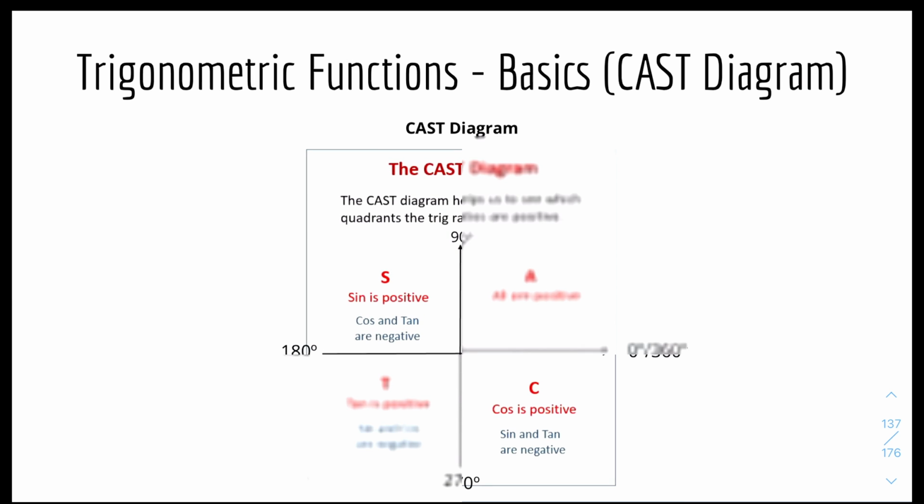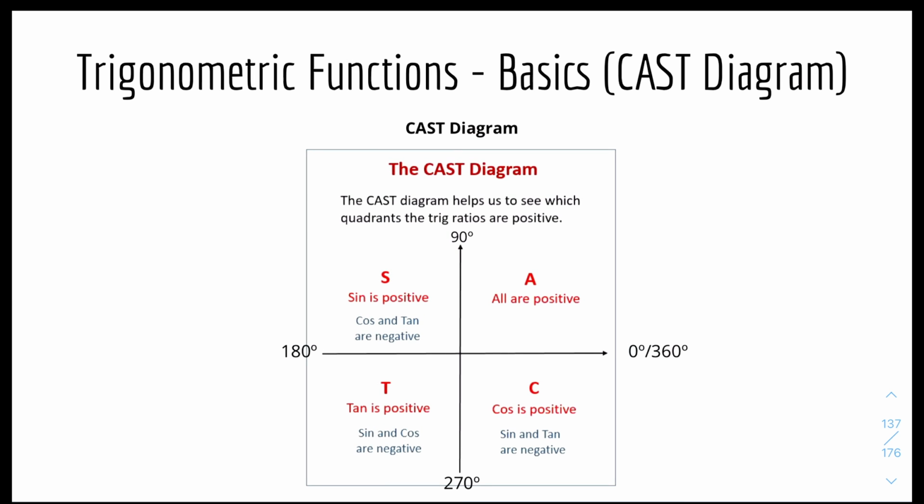Now we have the CAST diagram, which helps us see in which quadrants the trig ratios are positive. Here we have quadrants 1, 2, 3, 4 going anti-clockwise. I remember it as ASTC, or add sugar to coffee. In quadrant 1, A, all trig ratios are positive. In quadrant 2, S, only sine is positive. In quadrant 3, only tan is positive, and in quadrant 4, only cos is positive.